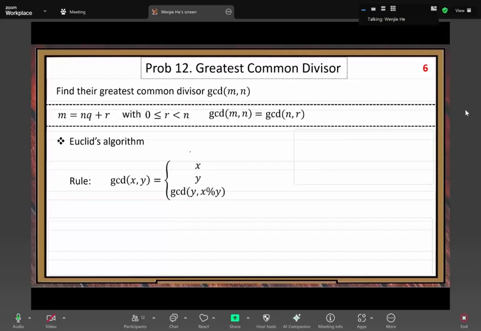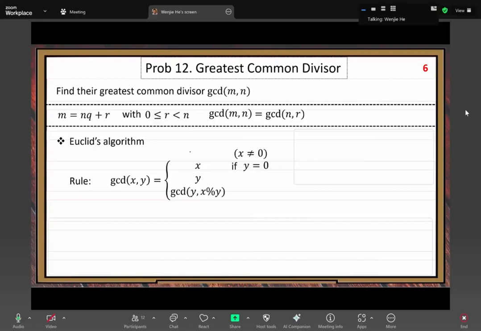To evaluate the GCD function on two variables, first, the trivial cases, the first two cases. When y equals 0, then the GCD function returns the x value. But you need to make sure to check the value: x cannot be 0. If x happens to be 0, you have to output an error message.